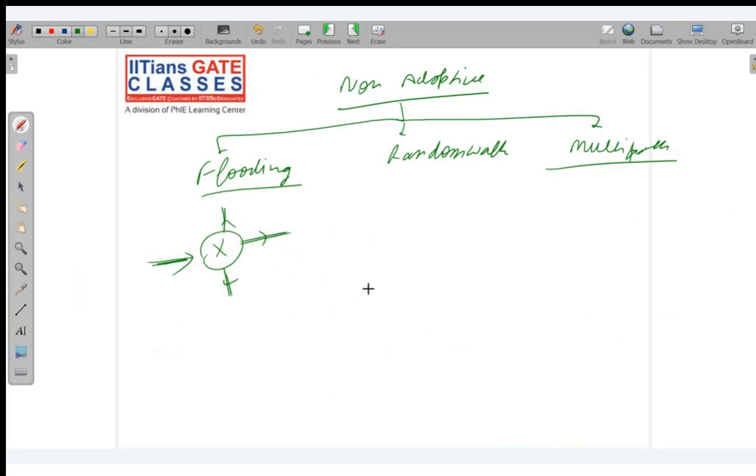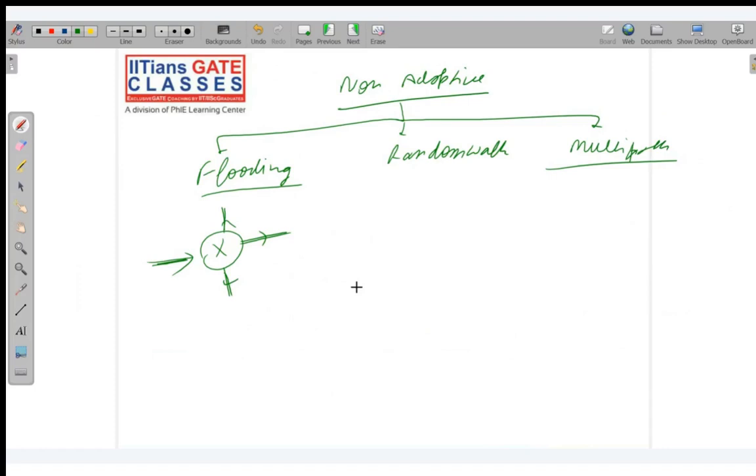So please write down: as the name suggests, every incoming packet is sent to every outgoing line except the one on which it arrives.